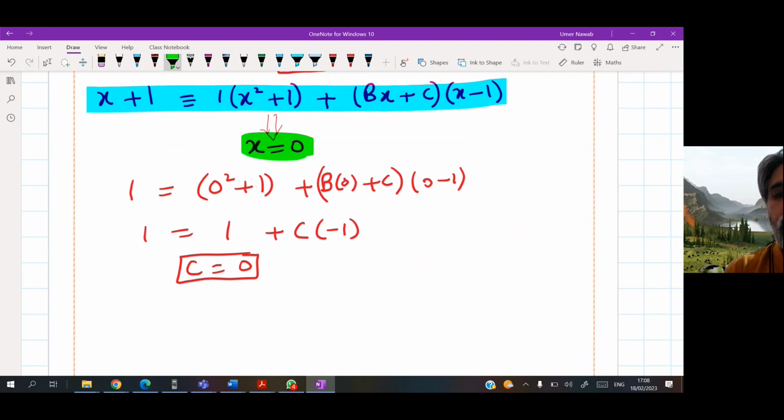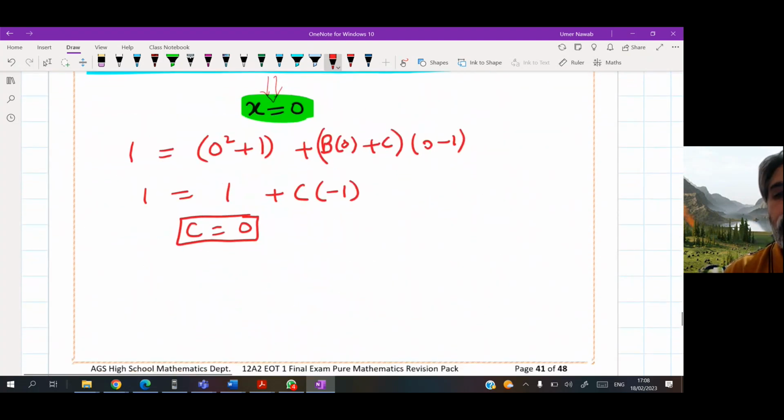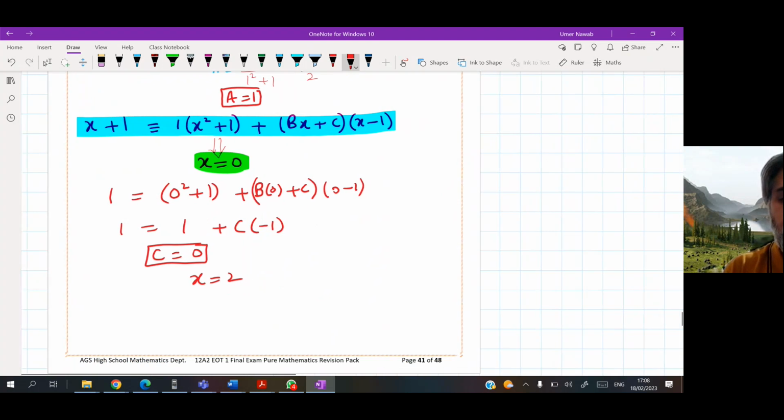Now, can I use any other value of x? Since you have used x is equal to 1 and x is equal to 0, can I use x is equal to 2? And substitute again into the horizontal form, which is shaded blue.